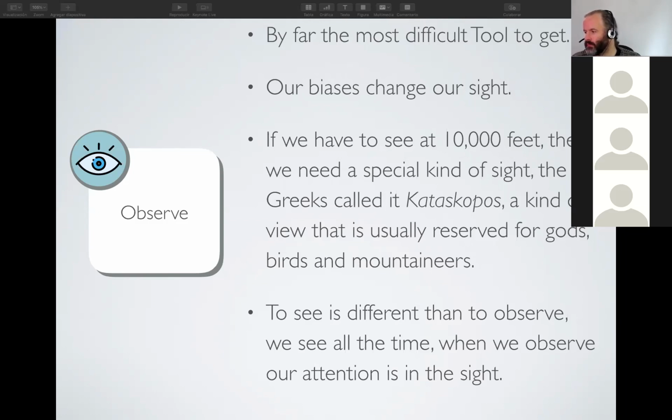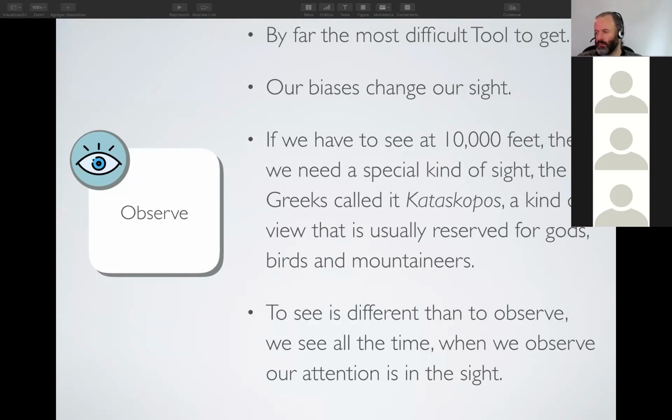To observe is by far the most difficult tool to get. Our biases change our sight. We can't see what we haven't seen yet. So if we have to see from 1,000 feet, then we need a special kind of sight. The Greeks called it kataskopos. It's viewing from above, and it was reserved for the gods, because they had a lot for birds and for mountaineers. To see is different from observing.